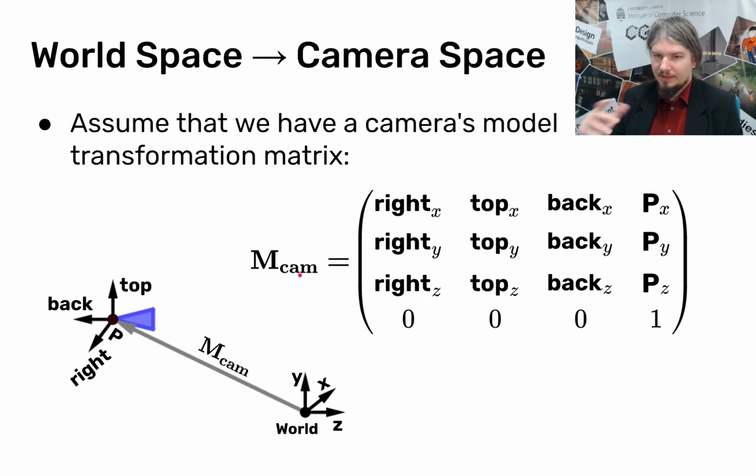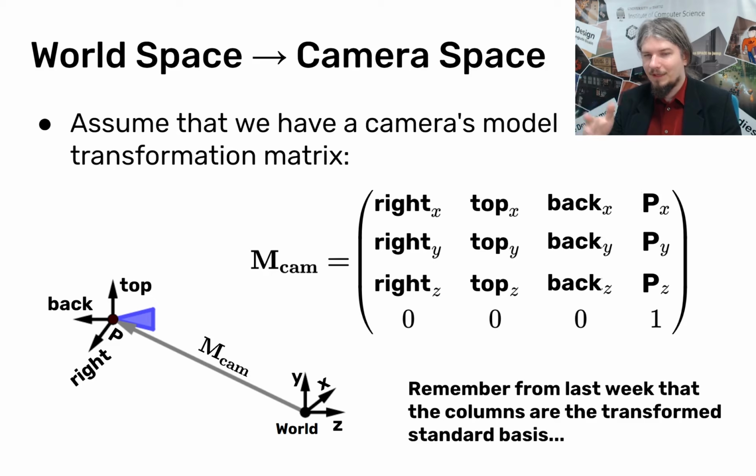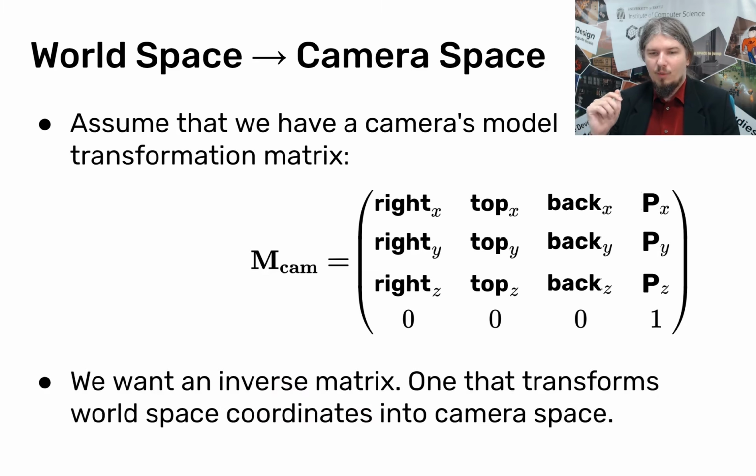matrix. After it has been rotated, we then also want to move it someplace. So where is it located in the world? Its position is in the translation column. So it's important to remember from the previous material that the columns of the transformation matrix are the transformed standard basis. Now we actually want an inverse matrix, a matrix that transforms the world space coordinates into camera space.